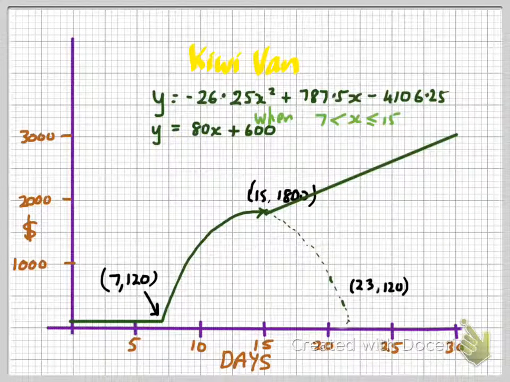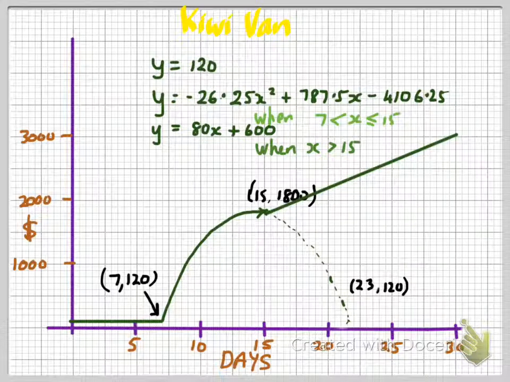So that's $80 a day. Where did the 600 come from? Well, when you put 15 into there, you get 1,200. We need 1,800, so just add on $600 to get to there. That applies when x is greater than 15. Also put the first part of the equation in for the first part of the graph. And we have y equals 120 when x is less than or equal to 7 days. So that's up to 7 days.